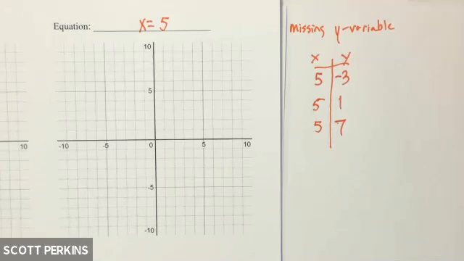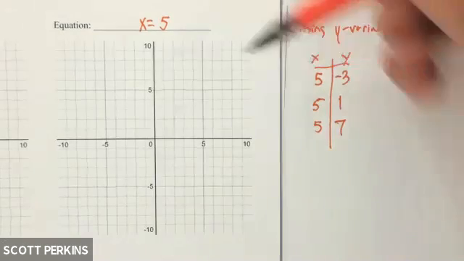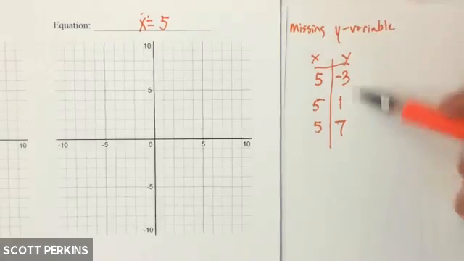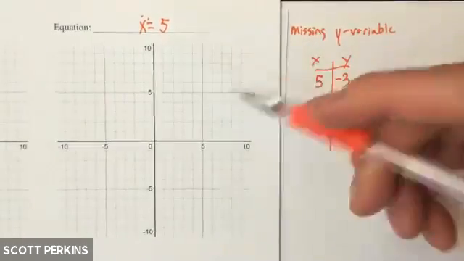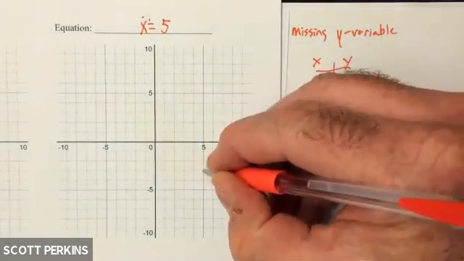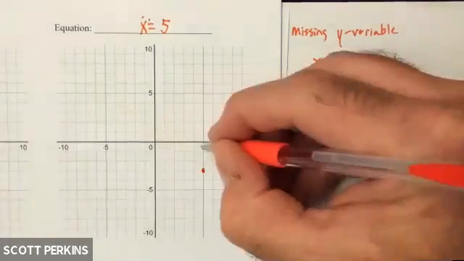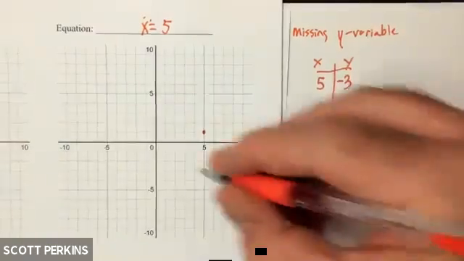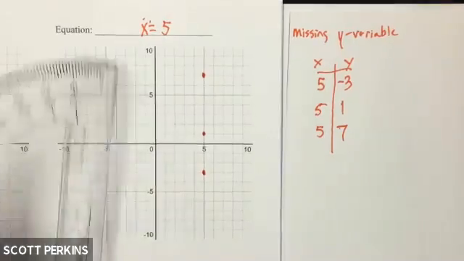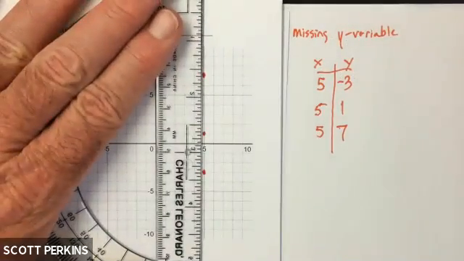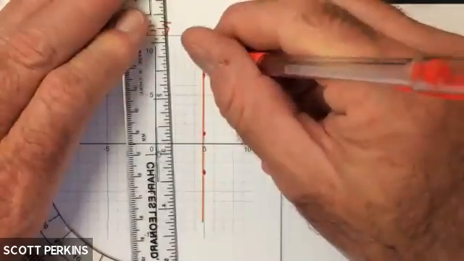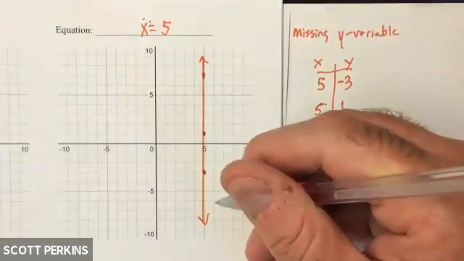So this equation is saying the reverse of the previous one. This one's saying the x value has to be the same every time. The y values are not defined by this equation, so let's see what happens. I've got the point 5 and -3, so down 3. 5 and 1, so up 1. And 5 and 7, up 7. So this time, instead of a horizontal line, does anyone know what this kind of line is called that goes straight up and down? Yes, this is called a vertical line.